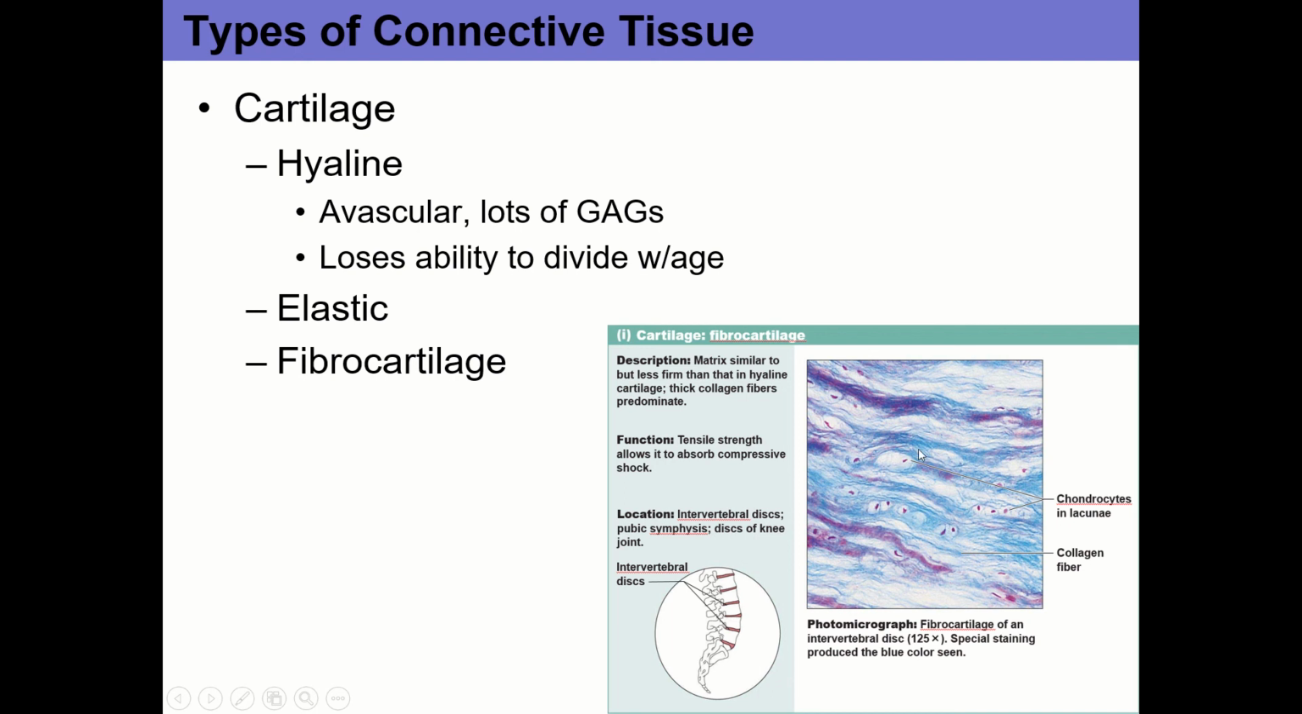So as opposed to the hyaline cartilage, which had lots of water in it, fibrocartilage has relatively less water and lots more collagen fibers. So it's a denser kind of cartilage. And so the job of fibrocartilage is primarily shock absorption. And so, for example, you see fibrocartilage in the intervertebral discs.